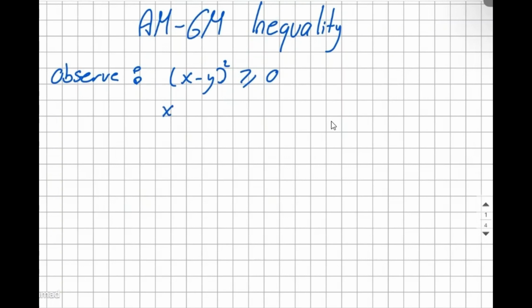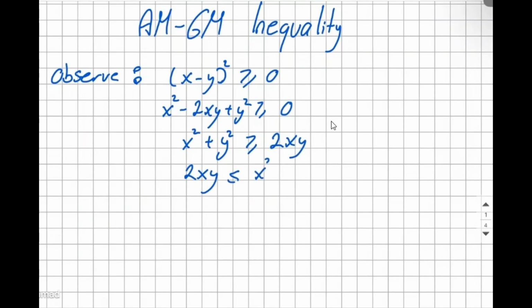So this inequality is equivalent to saying x squared minus 2xy plus y squared bigger or equal to 0. So let's take the minus 2xy to the right hand side. Then we have x squared plus y squared bigger or equal to 2xy. Let's actually write this in a different way. Let's write 2xy smaller or equal to x squared plus y squared. Now we divide by 2. Then we have xy smaller or equal to x squared plus y squared divided by 2.